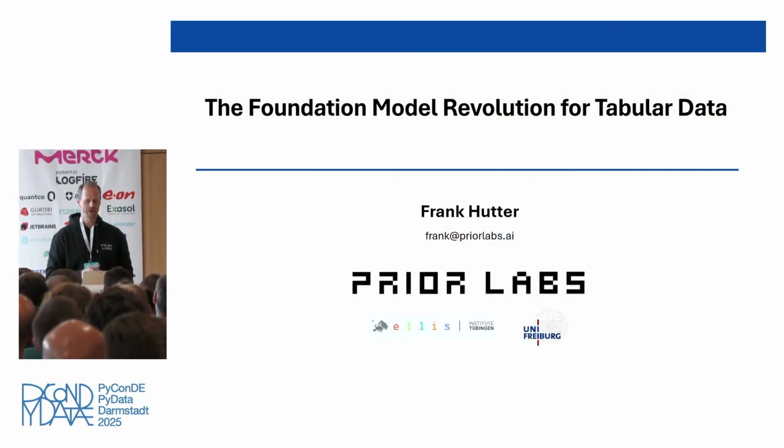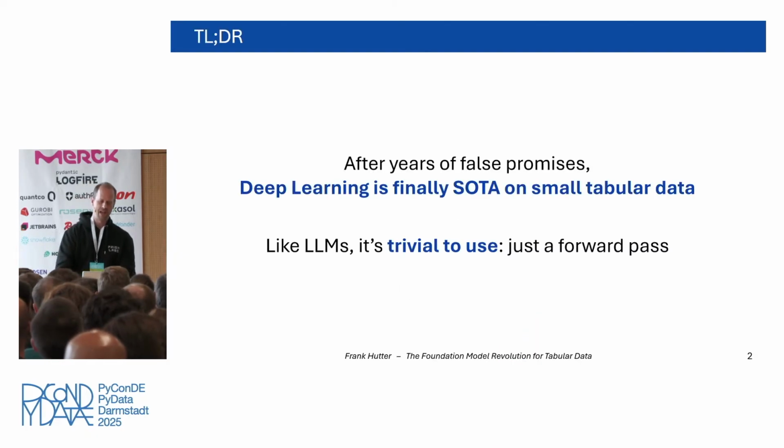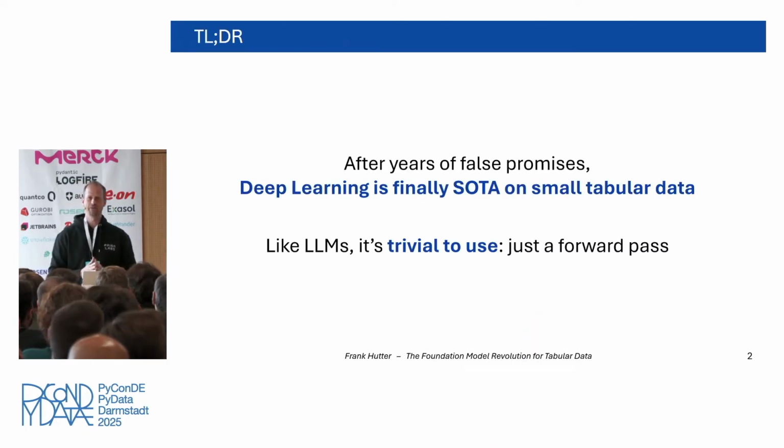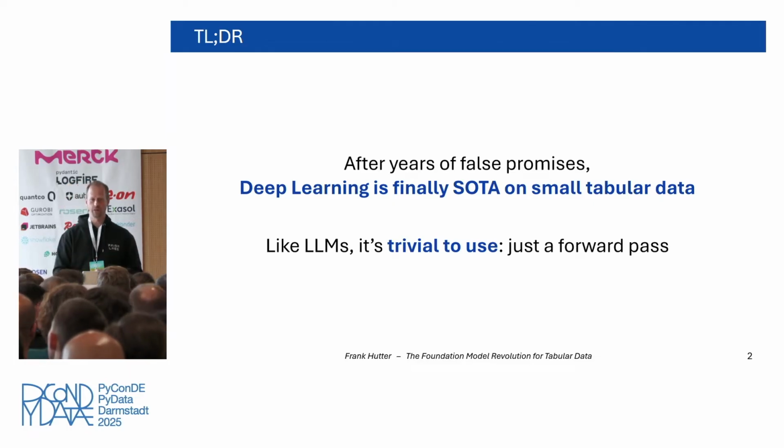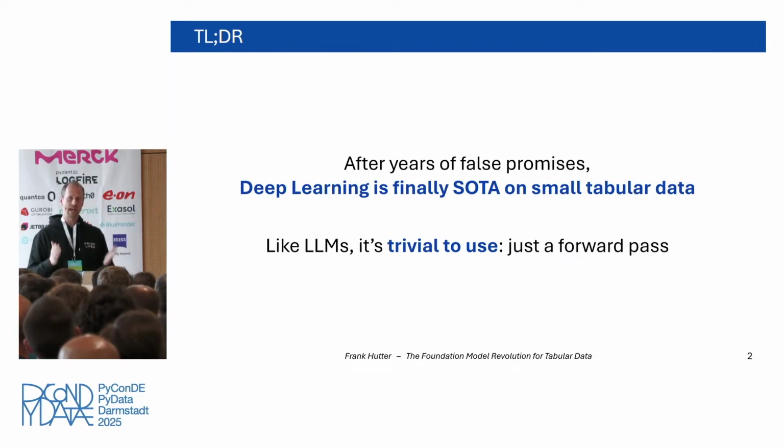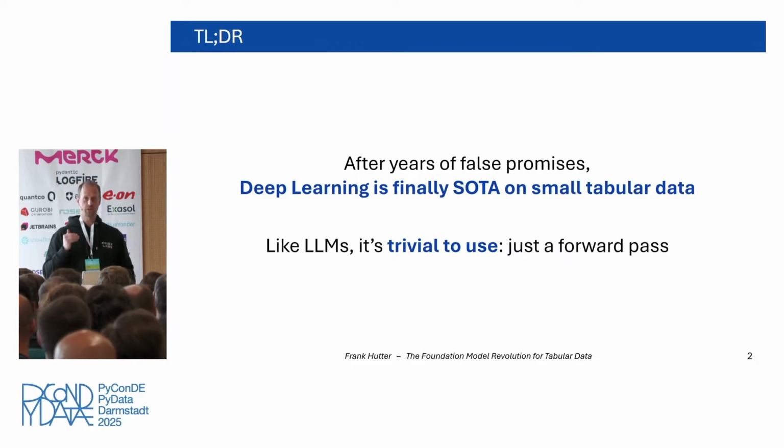So today we will talk about the foundation model revolution for tabular data. And the TLDR is that after years of false promises, where deep learning claimed to be doing great on tabular data, now it finally does. It finally gives us state-of-the-art performance for small tabular data sets, better than XGBoost, etc. And like LLMs, it's actually trivial to use. There's no training stage anymore. It's just a forward pass through a neural network.